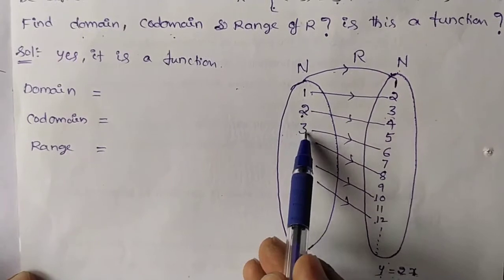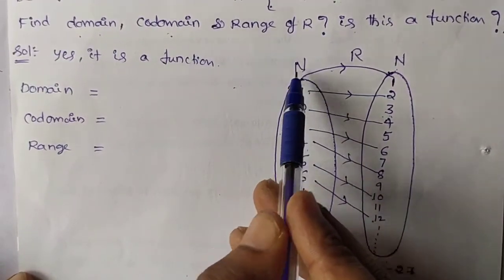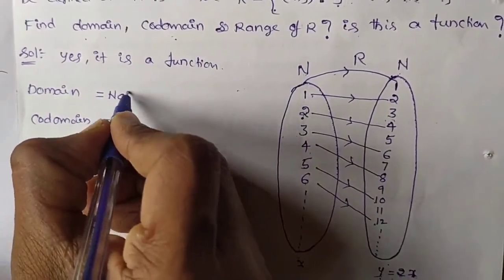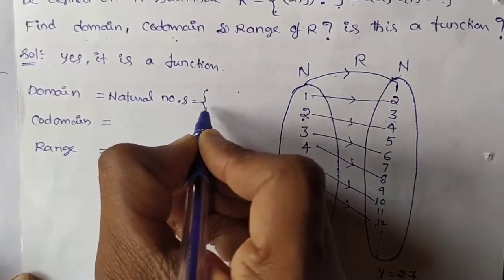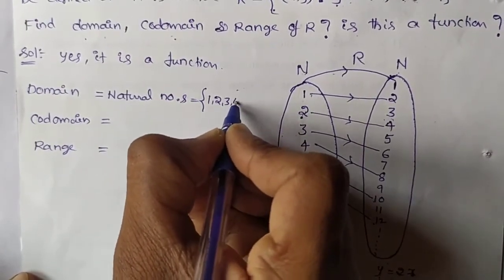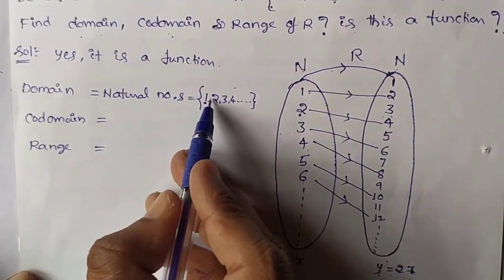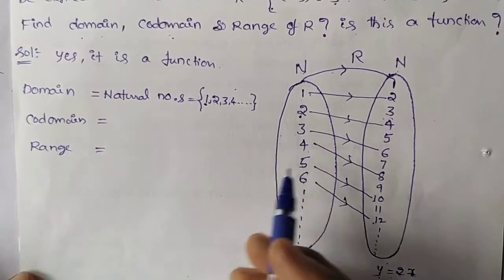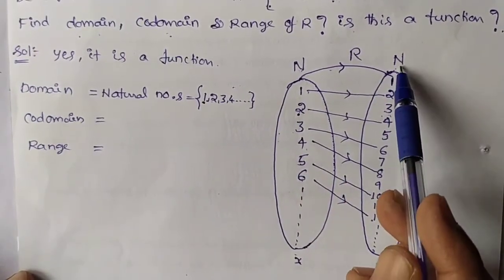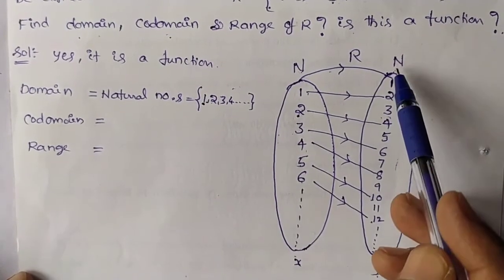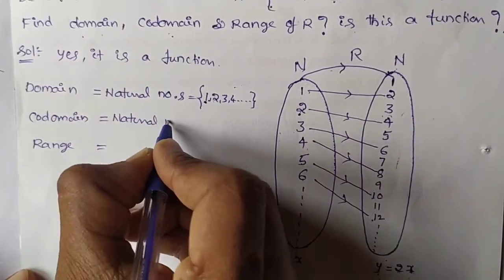What is the domain? 1, 2, 3, 4, 5, 6, 7, 8. All this set is N, which is nothing but natural numbers. The domain is natural numbers. Natural numbers are 1, 2, 3, 4 and so on. All are natural numbers, isn't it? Natural numbers start from 1, 2, 3, 4, 5, 6 and so on. What is the codomain? The codomain is also natural numbers.